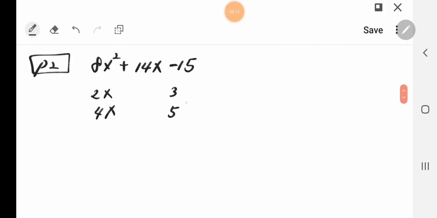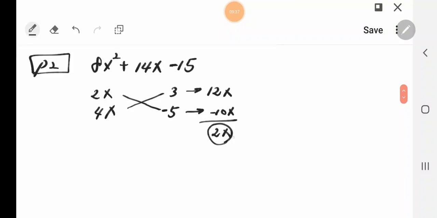The product is negative, so we've got to put the negative sign. So where can we put the negative sign? So this is 12, this is 10, so put the negative sign on the smaller number. So the result will be positive. Then this product will be 12x. This product is negative 10x. The sum is 2x, which is different. So this is not the right pair. 3 and negative 5 is no good.